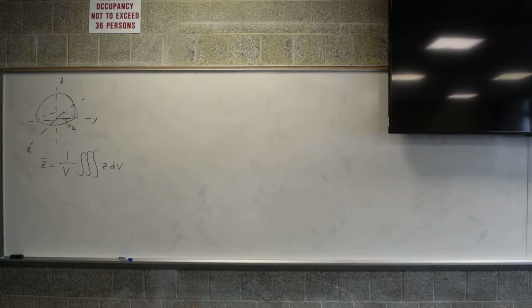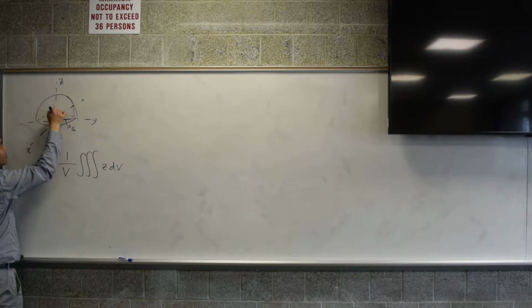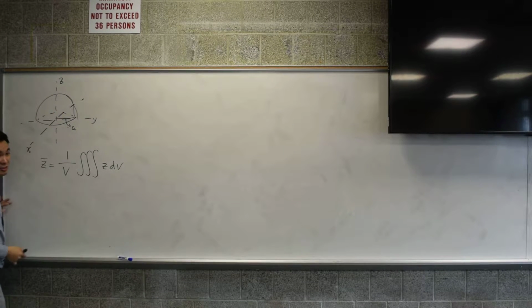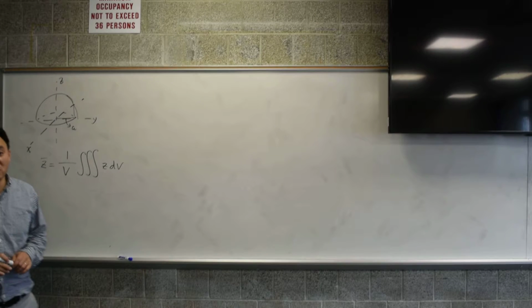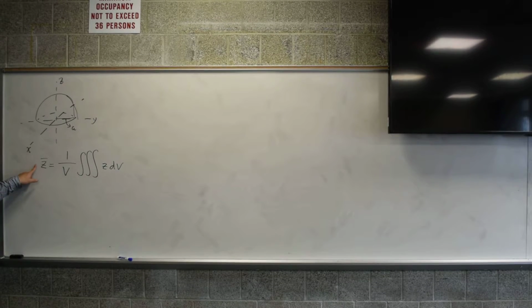Now, I wrote only the z bar because I know what x bar and y bar are. What are those? Zero. Why? The center of mass is somewhere along the z-axis, right? If it's along the z-axis, the x and y coordinates of the centroid will be 0. That's why we only need to calculate z bar.